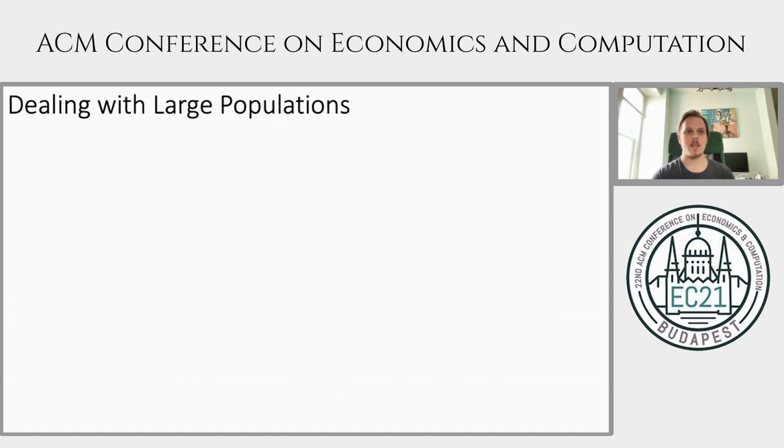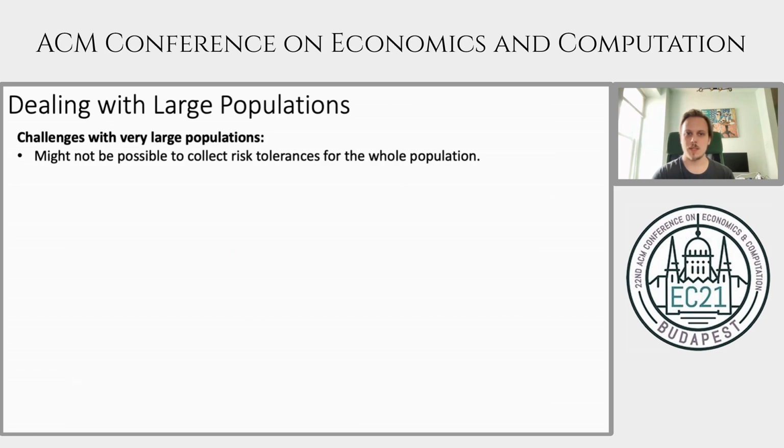So the last algorithmic thing I want to talk about is how we deal with very large populations. There are two challenges. The first is that it might not be feasible to collect information about their risk tolerances. This might involve conducting a survey, having someone go out and talk to these people to figure out what their risk thresholds are, and that might not be feasible if you have thousands or tens of thousands of consumers. On top of that, the running time of all the algorithms we've proposed scales quadratically with the population size.